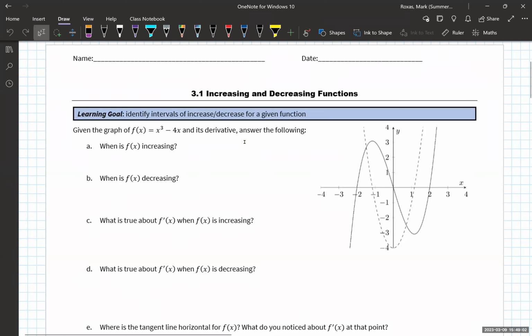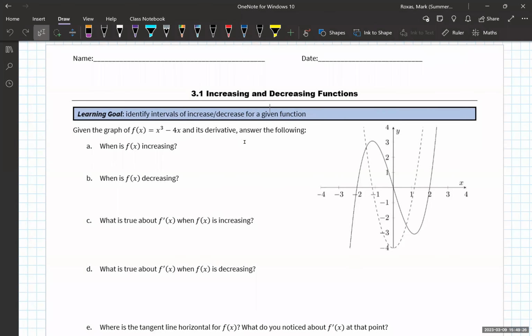Okay, here we are with chapter 3. In this chapter, we're going to be looking at derivatives and how we can use derivatives to do some curve sketching. We're going to start off with our first section called increasing and decreasing functions. So we're going to look at how a function increases and decreases.